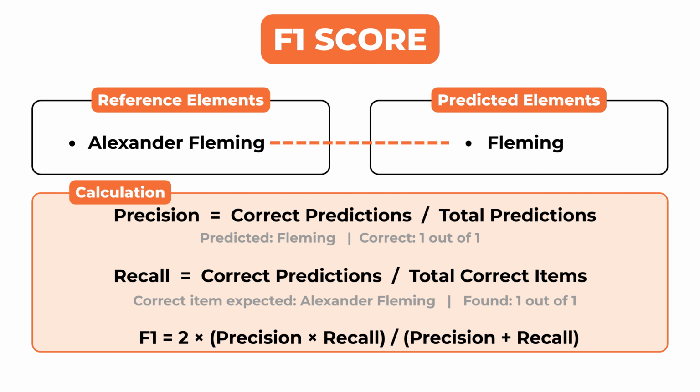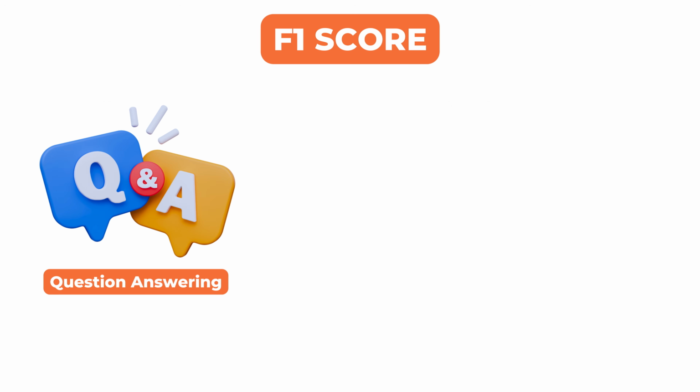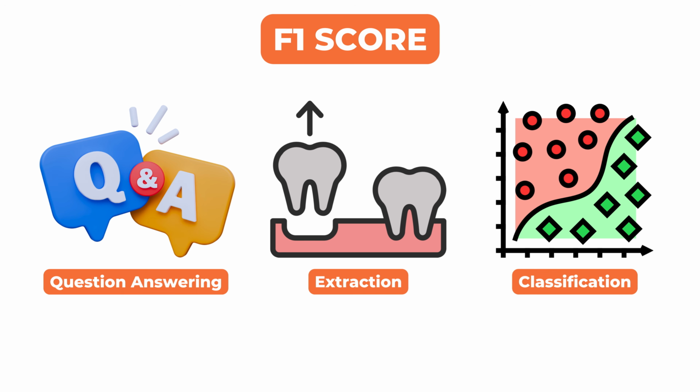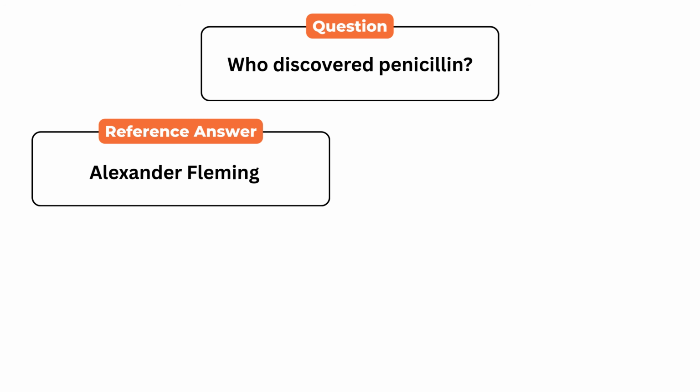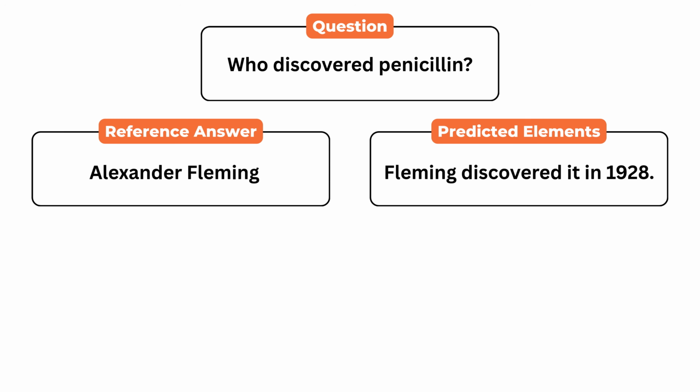This makes F1 useful for tasks where the correctness of specific pieces of information matters more than full sentence structure, like question answering, extraction, and classification. For example, take the question, "Who discovered penicillin?" The reference answer is Alexander Fleming, and the generated answer is "Fleming discovered it in 1928."